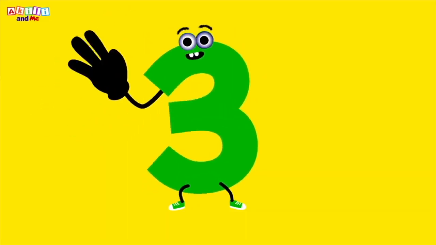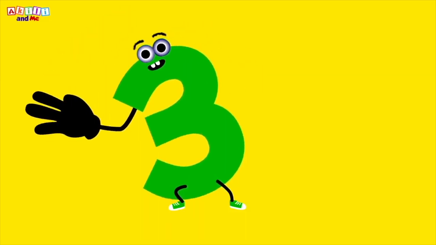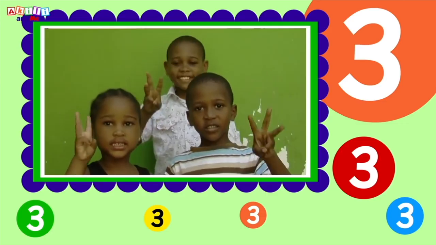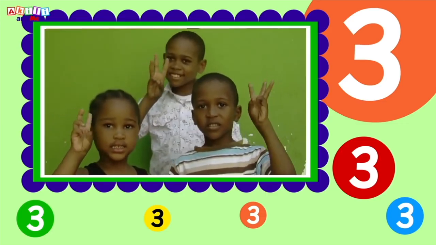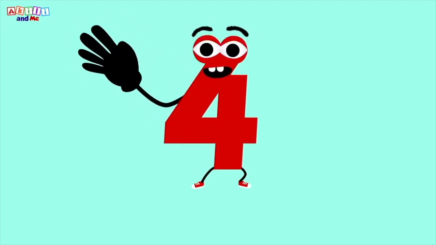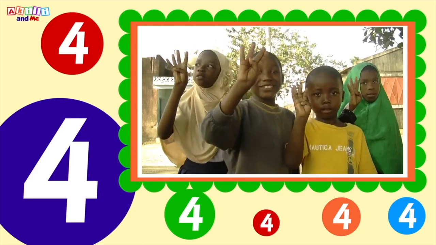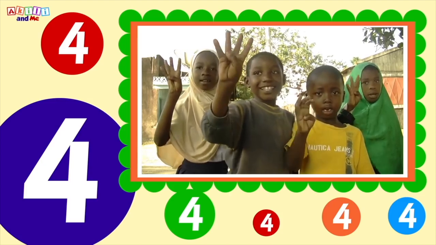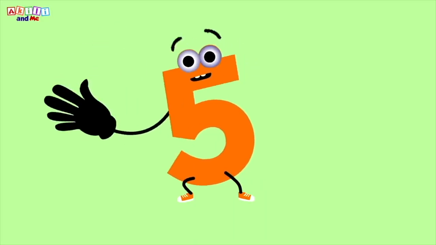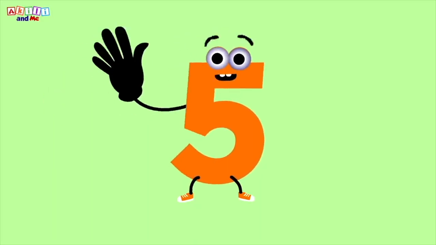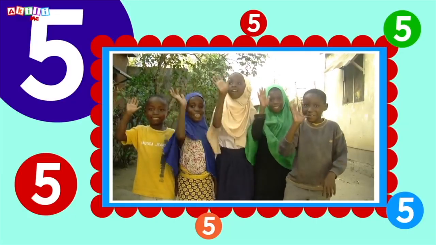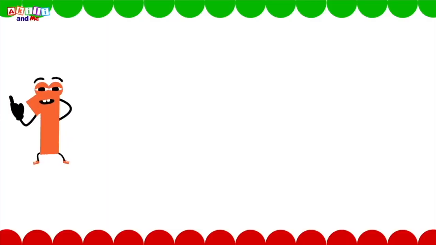3, 3, 3. Show me three little fingers. 3. Show me three little fingers. 4, 4, 4. Show me four little fingers. 4. Show me four little fingers. 5, 5, 5. Show me five little fingers. 5. Show me five little fingers. 5.